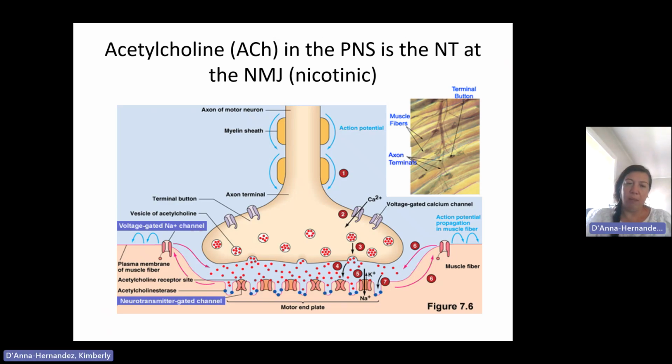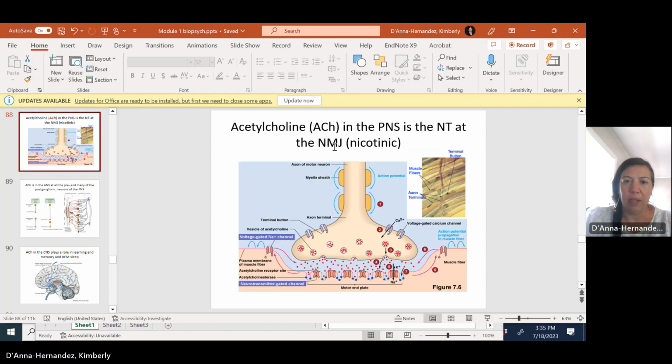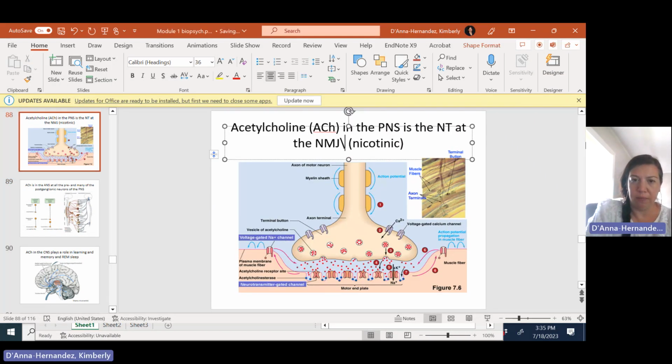So in the peripheral nervous system, it's really important for muscle activation. So in the PNS, at the NMJ, which stands for neuromuscular junction, I'll write that out for you. At the neuromuscular junction.